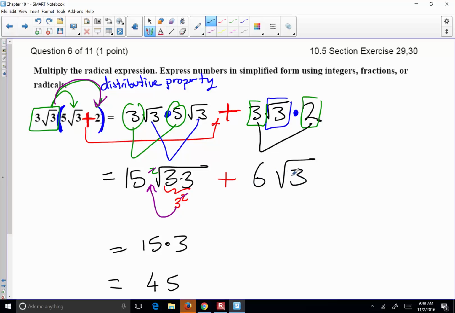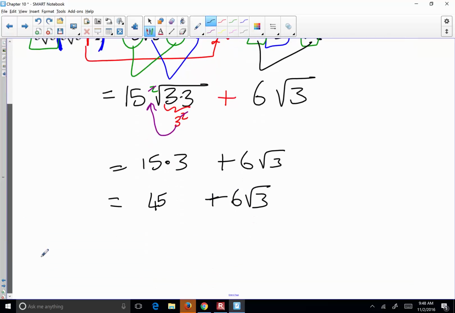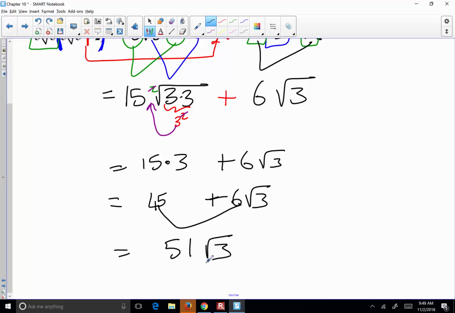Alright, can I simplify anything here? And no. It travels with, wait a minute, what is this? 45, right? It looks like 4 times 5. Just join really together. 45 plus 6 root 3. Okay, question. Can I combine 45 and 6 and make 51? They are adding 51 root 3.